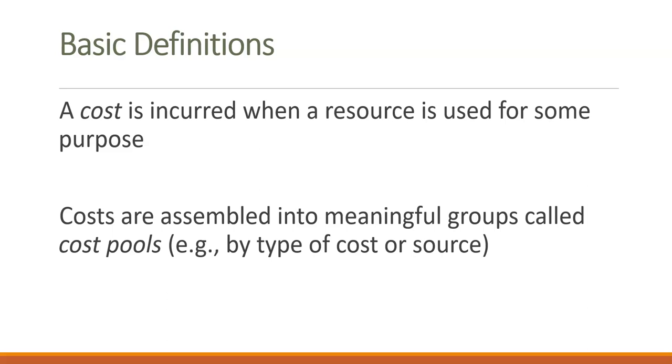So a cost is anytime we use a resource for some purpose. So when we're in this class, we're talking about resources for the use of business purposes. We assemble those costs into groups that we call cost pools. Those cost pools might be product costs, selling costs, administrative costs, etc. So the type of cost or the source of the cost are ways that we can separate into cost pools.